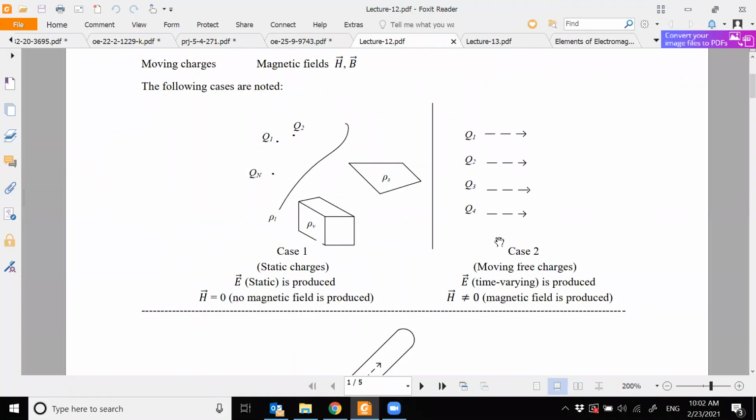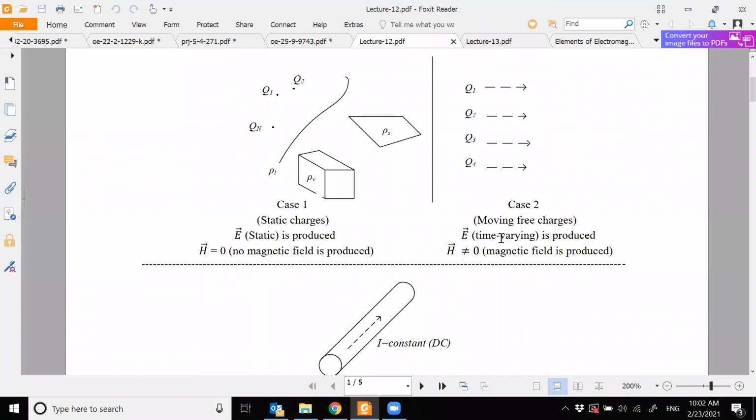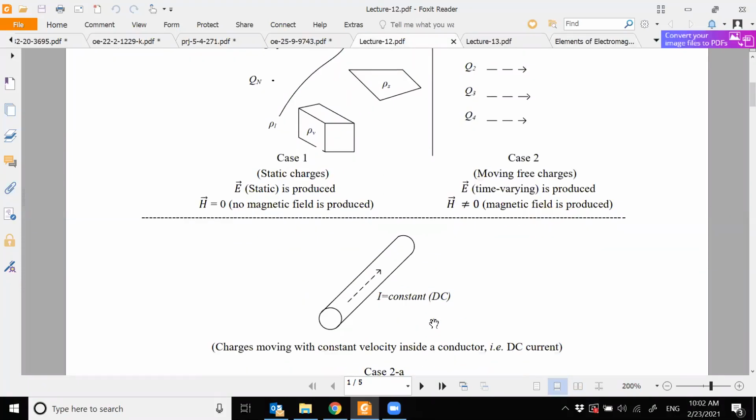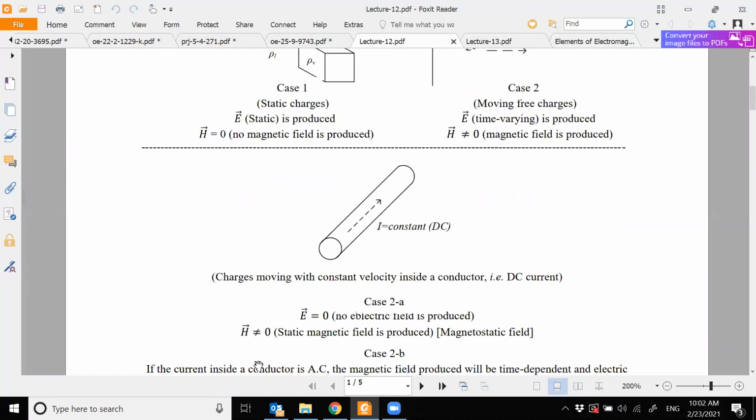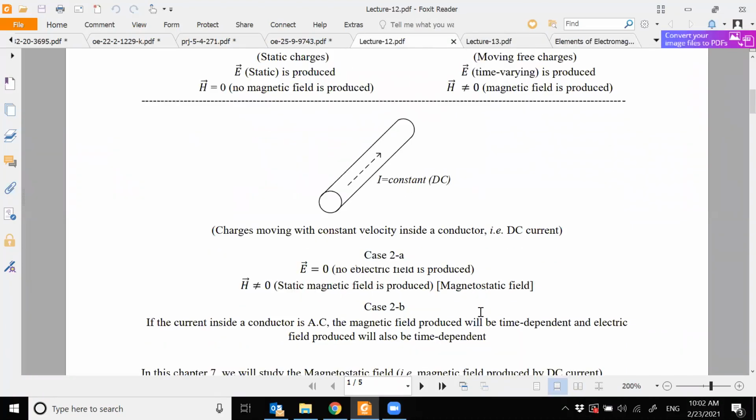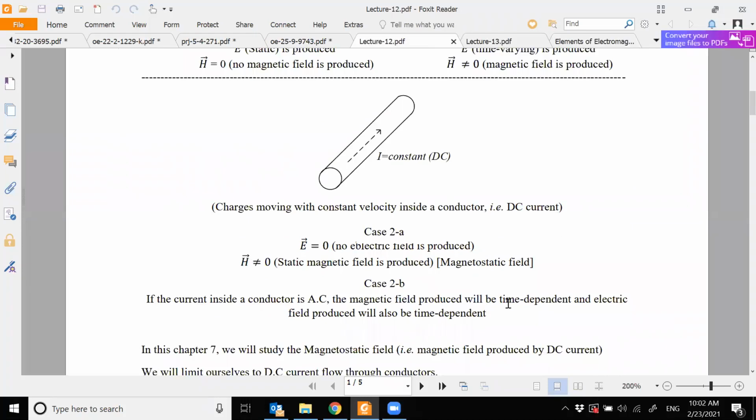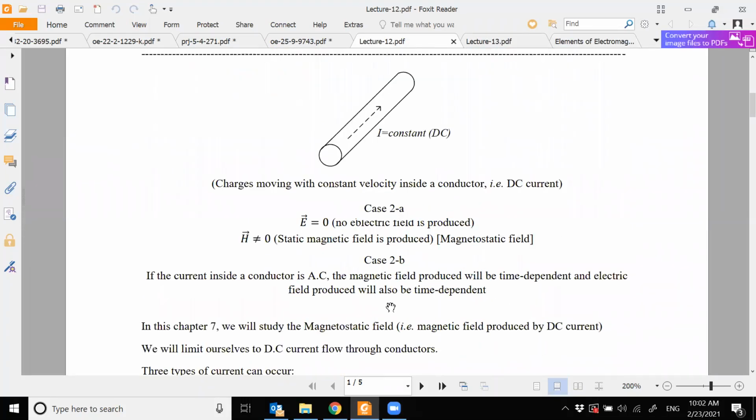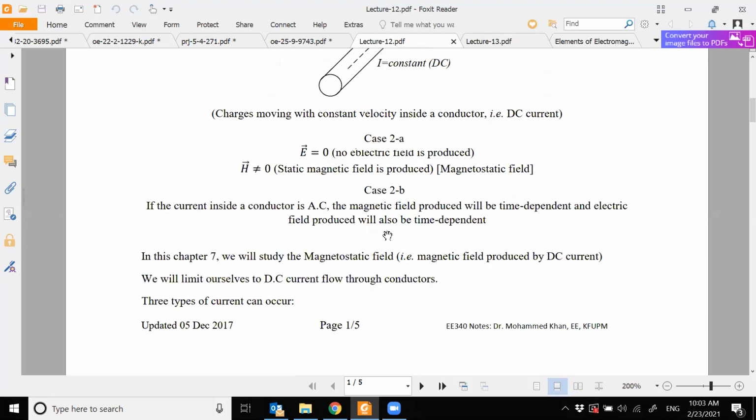And if the movement of charges is a constant DC, which is a constant drift velocity of the charges, then we get only the magnetic field. Whereas if our current is an AC alternating current, then we will see that besides magnetic field, we also get the electric field. So now our magnetostatic is based on case 2A.